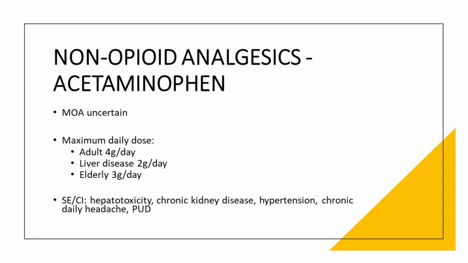What is very important for us to know in clinical settings is the maximum daily dose of acetaminophen. For adults, it is 4 grams daily. For adults with liver disease, it is 2 grams daily, and for the elderly, it is 3 grams daily. A big side effect of acetaminophen is hepatotoxicity, so you have to decrease the maximum daily dose in half, as we saw earlier. It's contraindicated in chronic kidney disease. In patients with hypertension, you have to be very careful giving acetaminophen. It can also cause chronic daily headache and peptic ulcer disease.